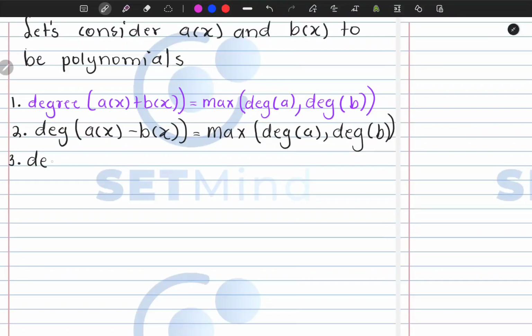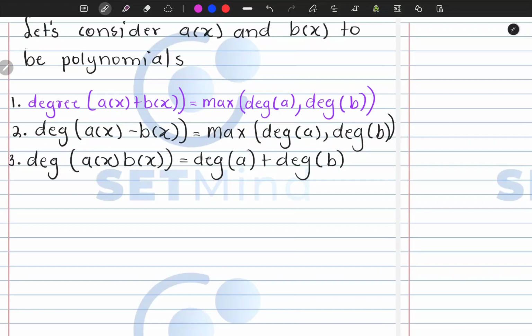And then 3, if we are looking for the degree of a of x multiplied by b of x, the degree of this expression will simply be equal to the degree of the function a of x plus the degree of the function b of x. And if we take any of these functions and multiply them by a constant, it does not change the degree. So if we are looking for the degree of c multiplied by a of x, remember c does not affect the x's. So the degree will always just be the degree of whatever the polynomial is, which is a of x.